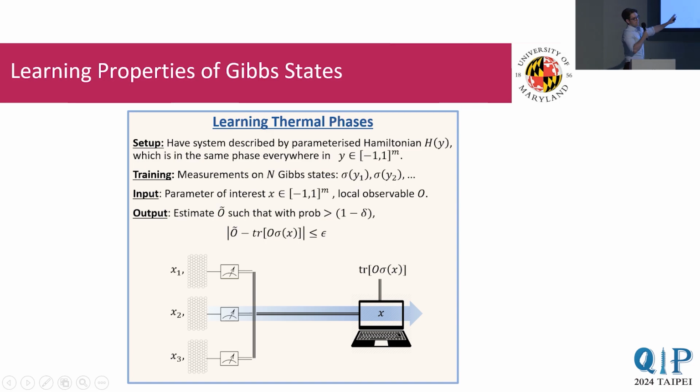So the problem we're going to consider, more formally, is this: I'm going to have a parameterized Hamiltonian, with parameters in the region 1 to -1. I'm going to give you access to Gibbs states and allow you to do measurements on n Gibbs states. Then I'm going to give you a point in the parameter space and a local observable. I want you to estimate this local observable to high precision.